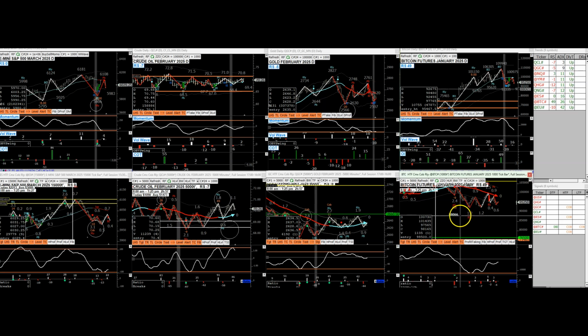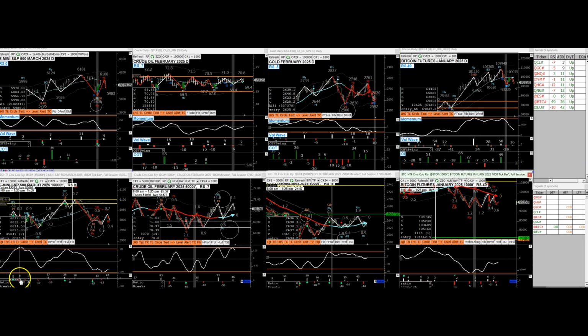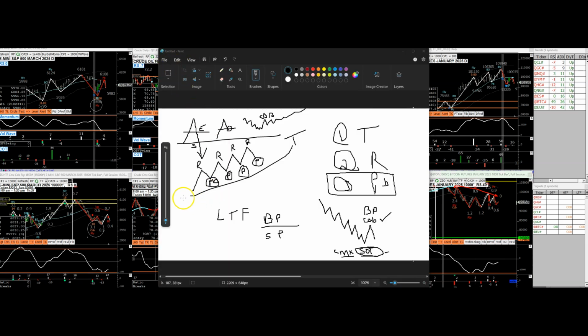All right. So once again, you have rally, pullback, rally, pullback, rally, pullback, rally, pullback. On the pullback, we look for buying pressure. On bear pullbacks, we look for selling pressure. And that's all. That's all, folks.